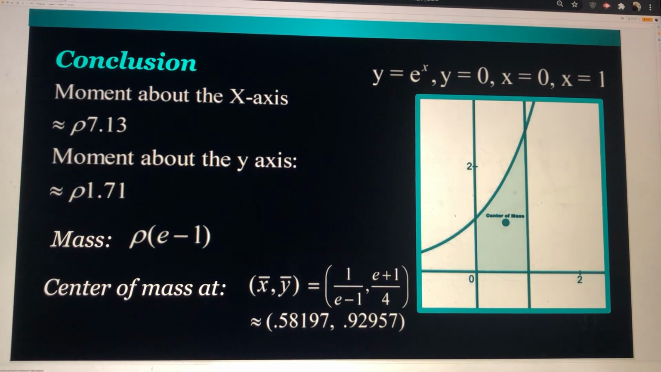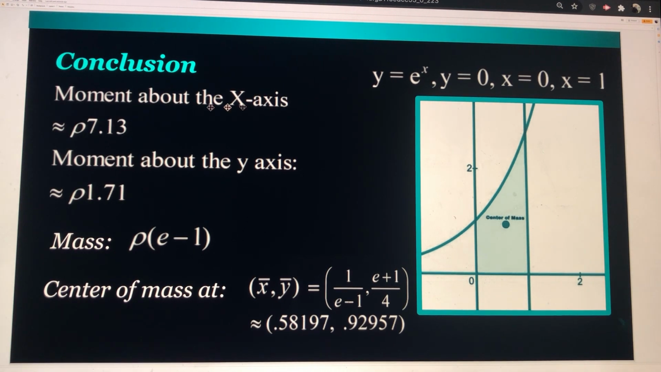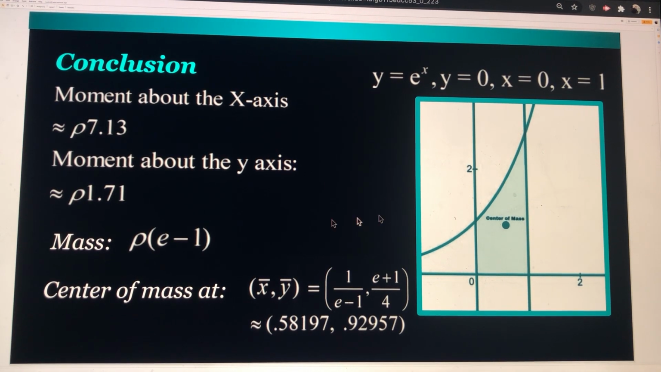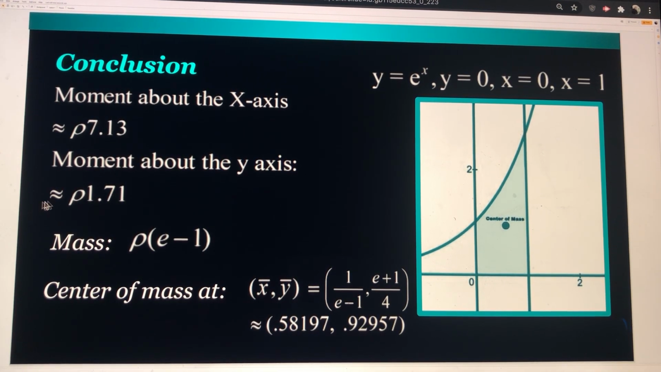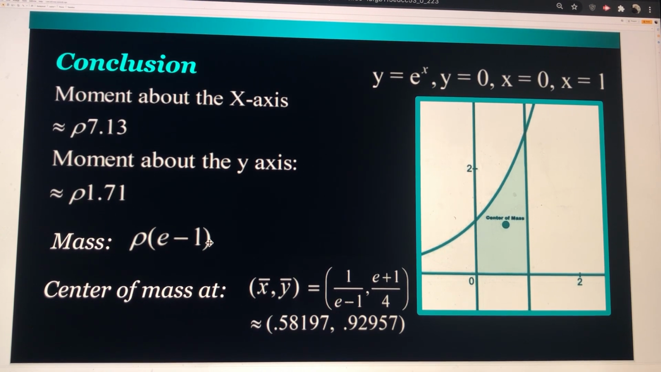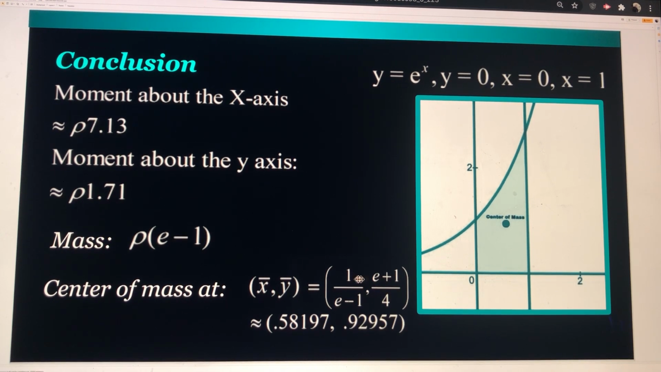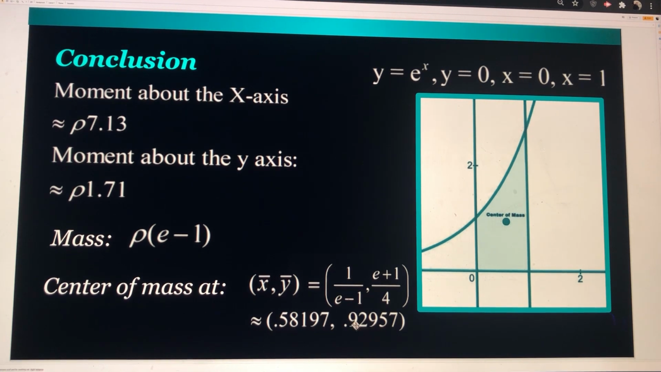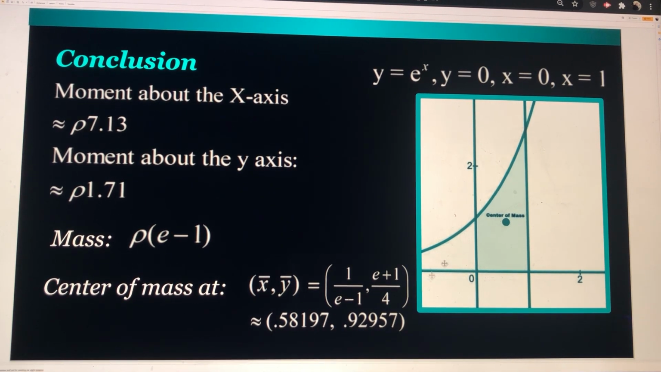Now, in conclusion, we've got the moment of the x-axis, which is rho 7.13, the moment of the y-axis, which is rho 1.71, the mass, which is rho times e minus 1, and the center of mass, which is in these coordinates right here. Or if you plug it into a calculator, you're going to get 0.58197 and 0.92957. And these are the coordinates for the center of mass.